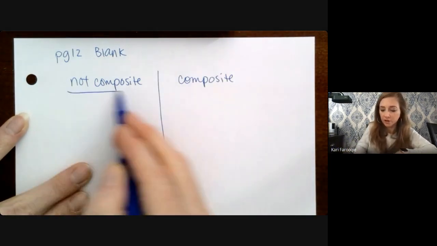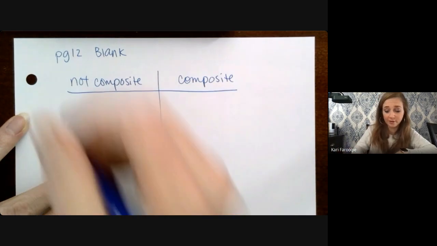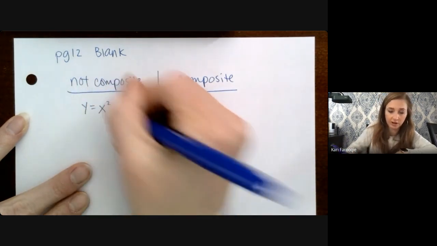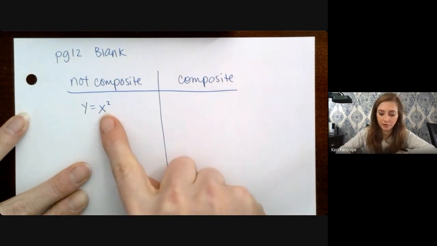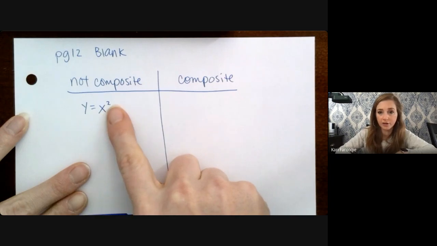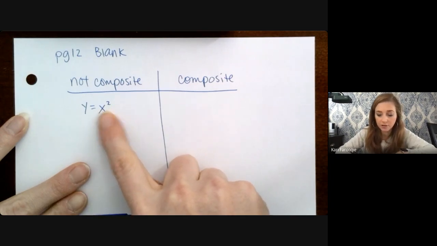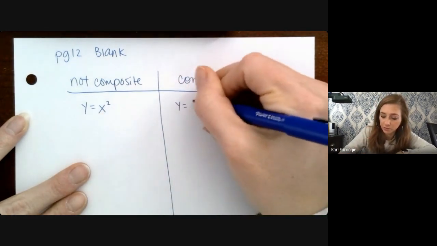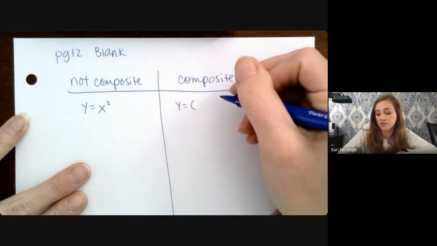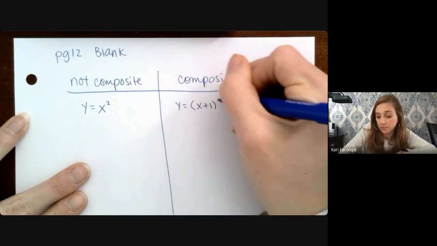So a classic example of something that would be not composite would be something like y equals x squared. Remember that when we're talking about composite functions, we usually are thinking about these in terms of an inside and an outside function. Well, here, the inside function would just be x, and then the outside function is just squaring x, but there's not a function of x in here. It's just x. The difference would be for the composite function, something like, let's say, (x plus 1) squared.